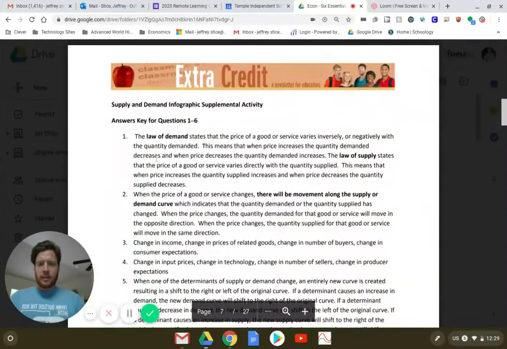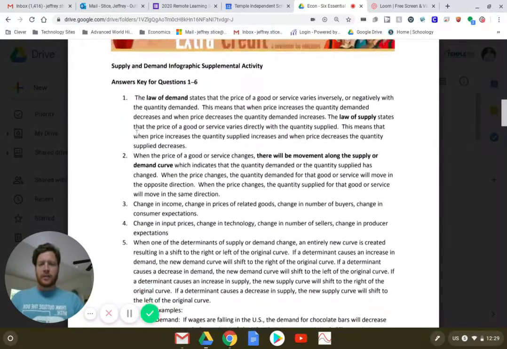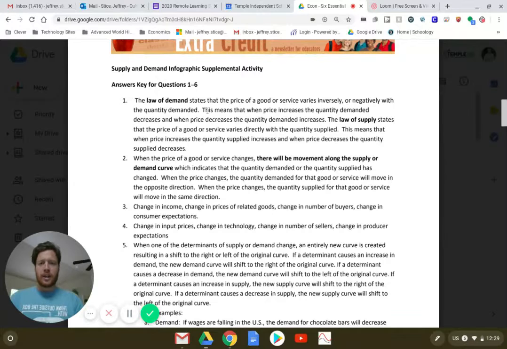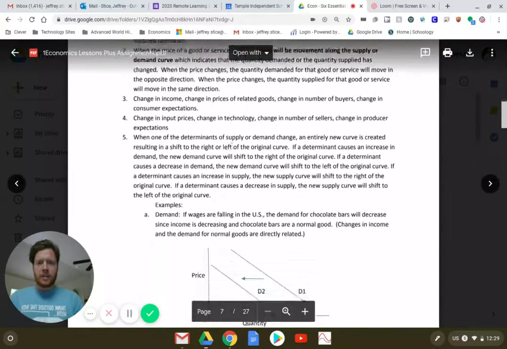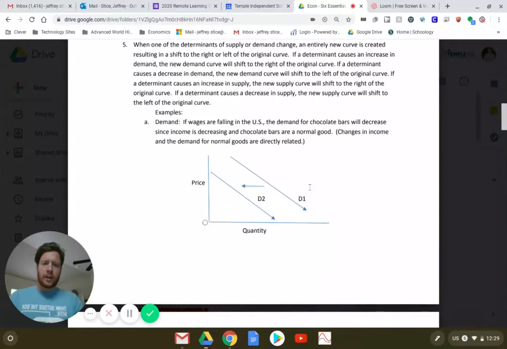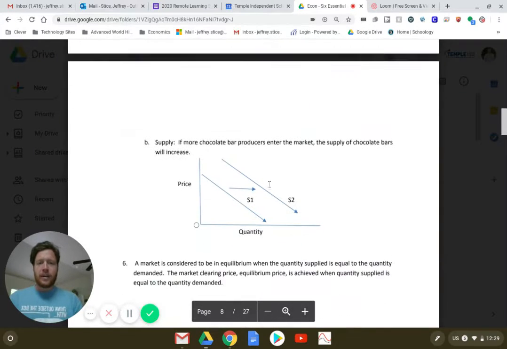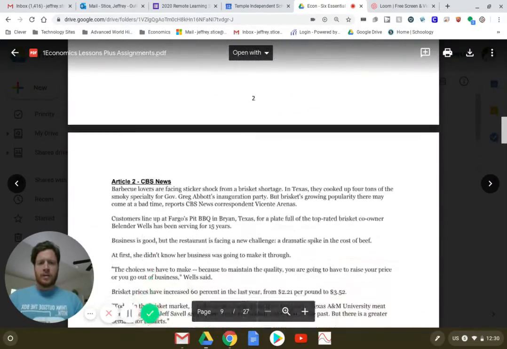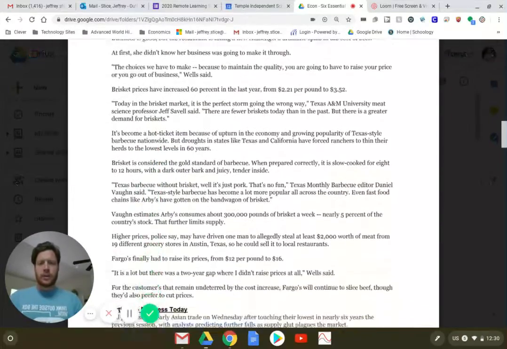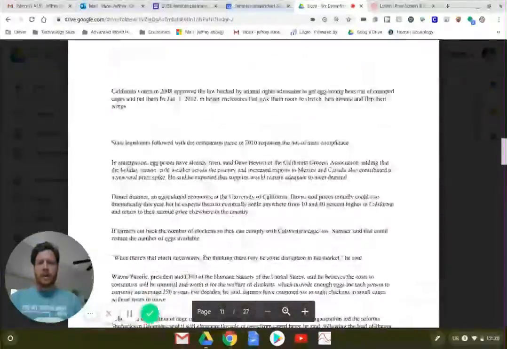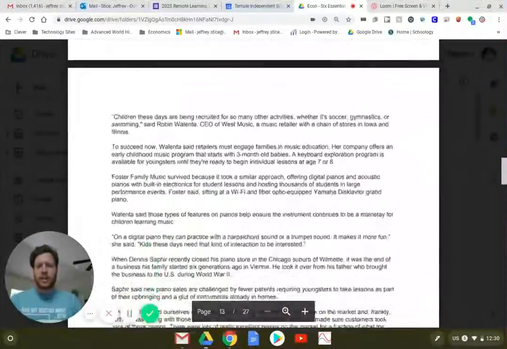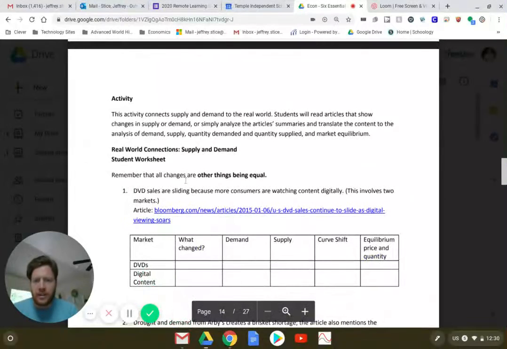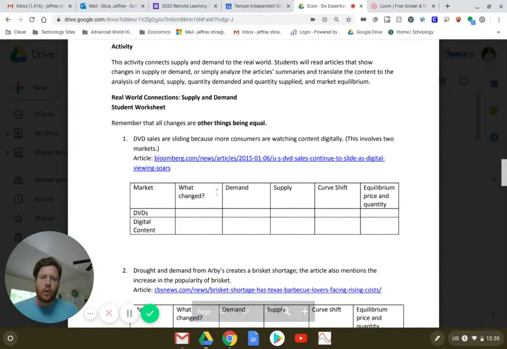The second assignment, I know this has answer keys for question 1 through 6. You don't actually have to answer questions 1 through 6. I just gave you the answer key that tells you what the law of demand and law of supply are. It shows you a typical demand graph and a typical supply graph. And then it asks you to go ahead and graph the supply and demand curves in this activity. Well, actually, it doesn't even ask you to graph.